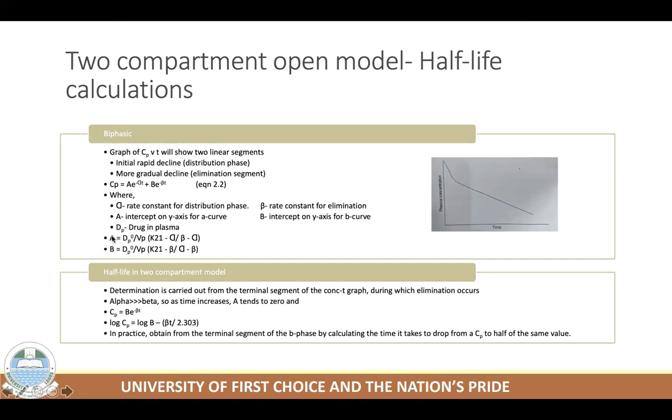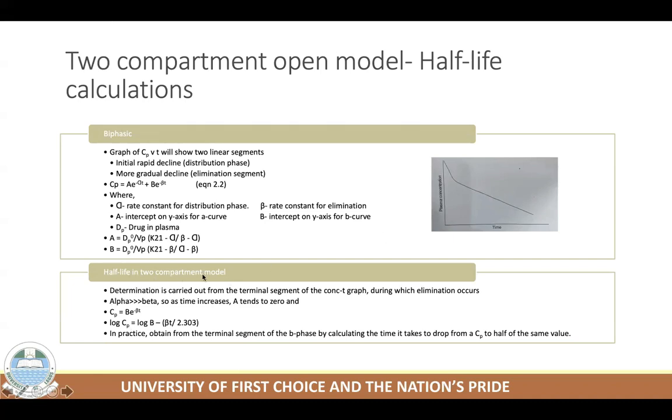These equations can be used to get the concentration for the B, or the intercept of B, and can be used to calculate the intercept for the A part of the curve as well. Okay. Of course, the alpha can also be gotten from the slope of this phase, and then beta can be gotten from the slope of this phase.